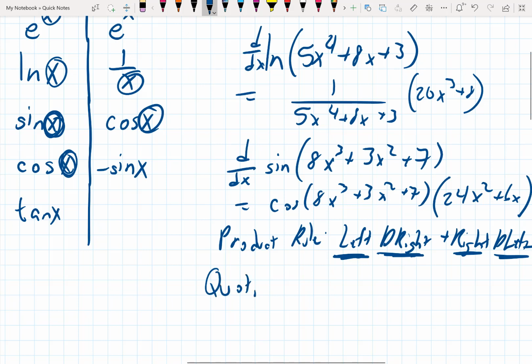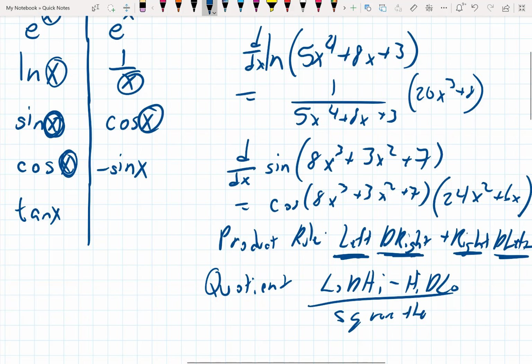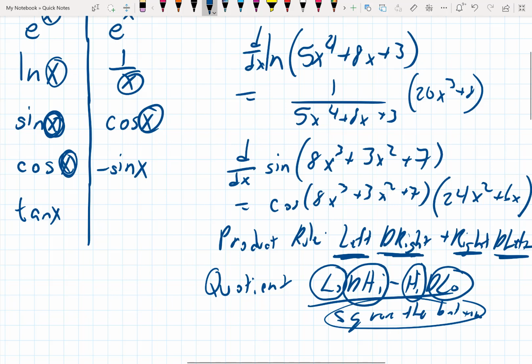Quotient rule, I'm going to sing the song, the low d high minus high d low, square the bottom, and off we go. And that's the order I like to do them in, because that's how I learned it. So by low, I mean just take the bottom as is, times the derivative of the high, the derivative of the top, minus the high as is, times the derivative of the low, and then square the bottom, and off we go. So that's all you need for setup.